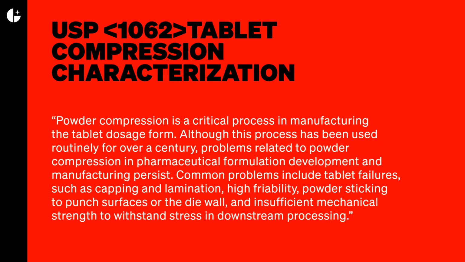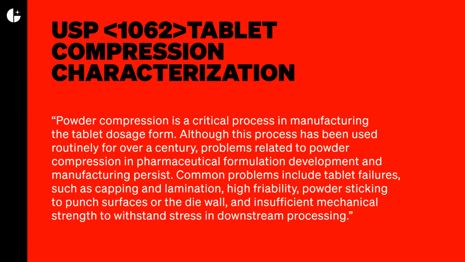The United States Pharmacopoeia published chapter 1062 a few years ago on tablet compression characterization, and the quote there has been taken from that chapter. It essentially says that although we've been making tablets for over 100 years, we are still seeing the same problems we always have. We're still seeing capping and lamination, sticking and picking, and the problems associated with low tablet hardness. In fact, in our office, we have a book from 1906 that outlines the same issues.